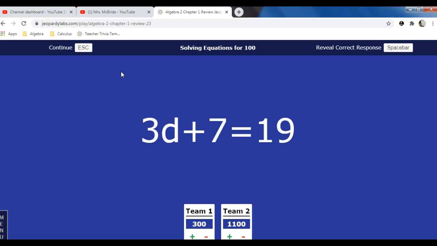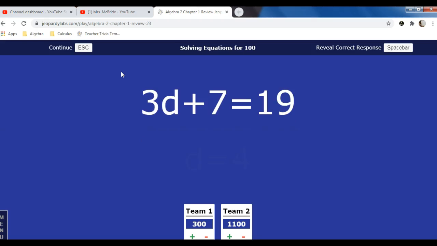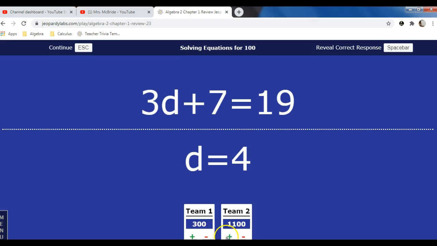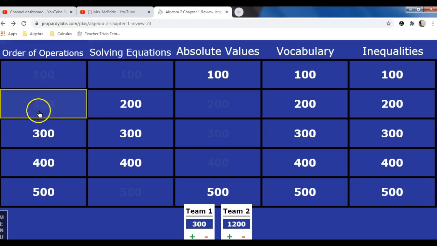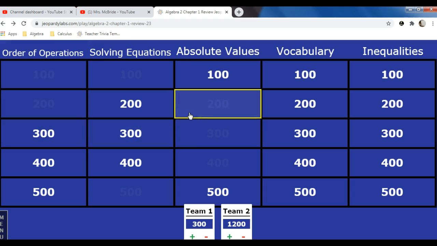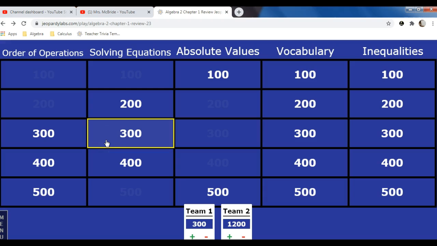That is correct. Correct answer is D equals 4. Very nice. Next two, please. Category and points, Bella. Awesome. All right, guys, solving equations for 300.